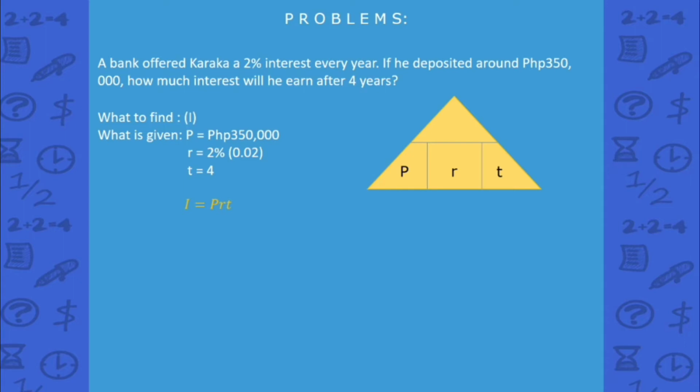So with that, we substitute the values. I is equals to the quantity of 350,000 times 0.02 times 4. With that, we have the value of 28,000 pesos. So after 4 years, Caraca earned 28,000 pesos in interest.